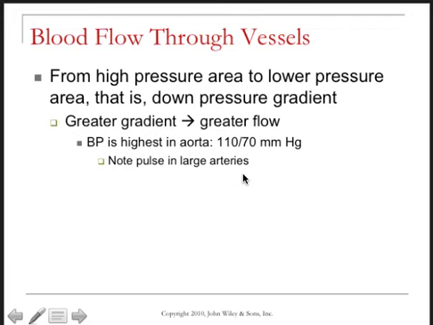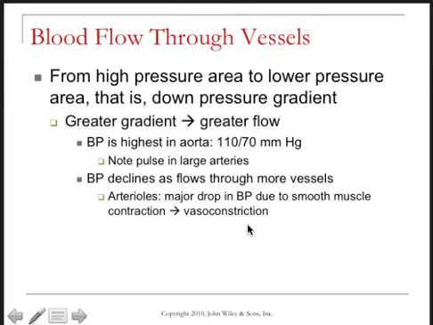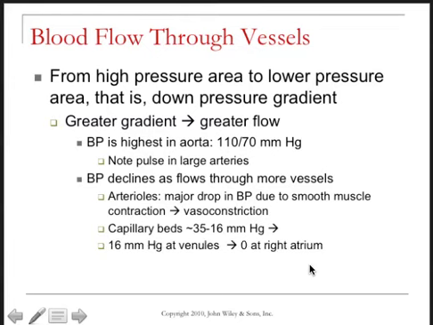Okay, so you can't take a pulse in a vein because of the pressure drop that happens after we move through those capillary beds. Blood pressure declines as it flows through more vessels, and the reason for that is that it encounters resistance, generally from rubbing against the sides of the vessels. That's like backflow. Okay. In the arterioles, you see a major drop in blood pressure due to smooth muscle contraction, which results in vasoconstriction. In the capillary beds, we only have a pressure of between 35 and 16 millimeters of mercury, and at the venules, it's about 16 millimeters of mercury and 0 when we get back to the right atrium.